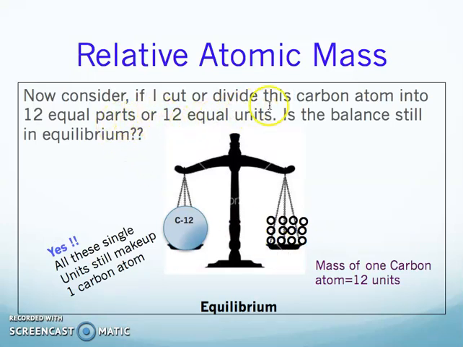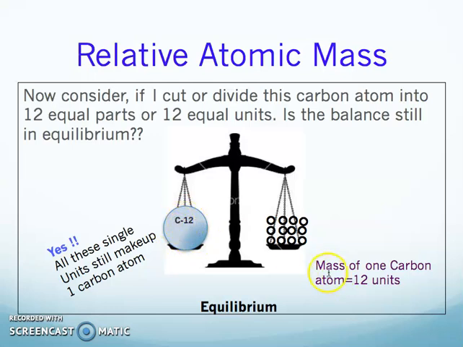Now, consider if I cut or divide this carbon atom into 12 equal parts or 12 equal units. Is the balance still in equilibrium? The answer is yes. Why? Because all these single units still make up one carbon atom. So these single units you can see are basically 6 protons and 6 neutrons. So even if I divide it into single units, that as a whole is the mass equal to one single atom of carbon 12.